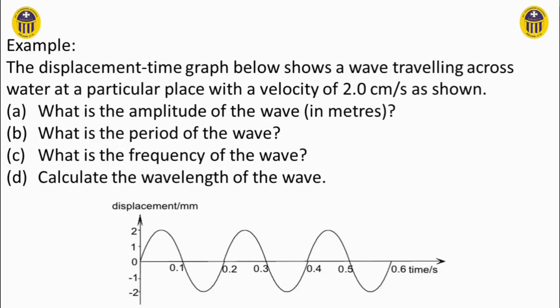Let's look at an example. The displacement time graph below shows a wave traveling across water at a particular place with a velocity of 2.0 centimeters per second as shown. Let's answer these 4 parts to the question.